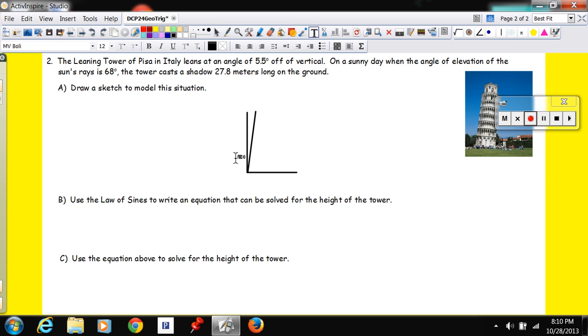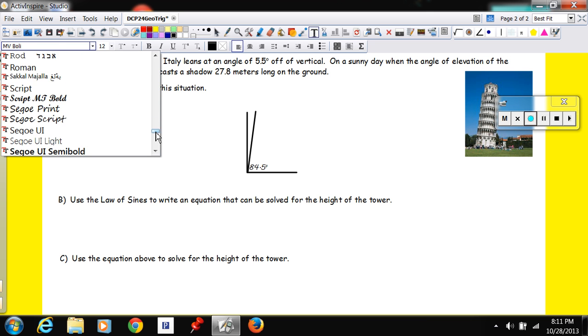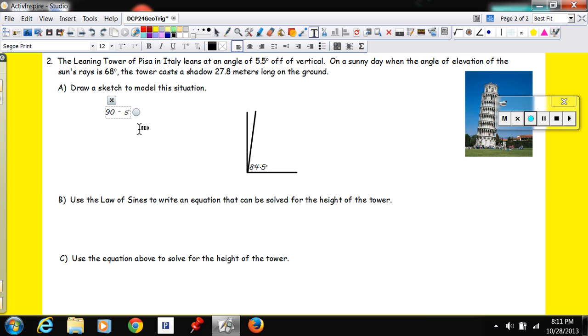That just means to us that this angle down here is going to be 84.5 degrees. How I got that was I just did 90 minus 5.5. 90 minus 5.5 is going to give me 84.5. So this first angle here is 84.5.